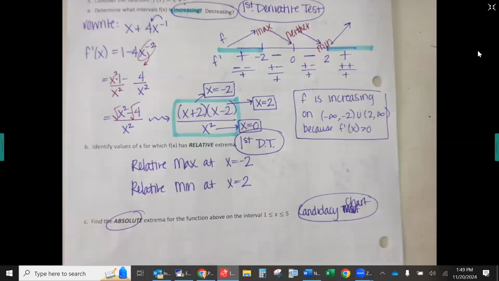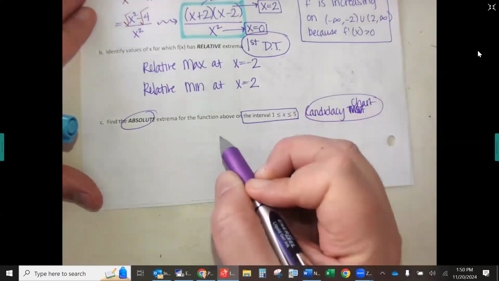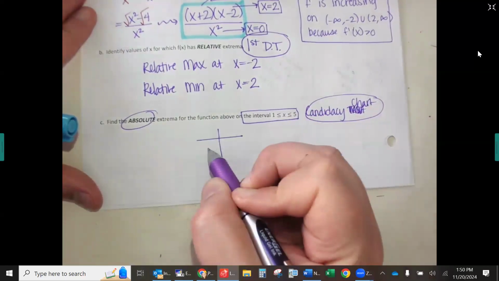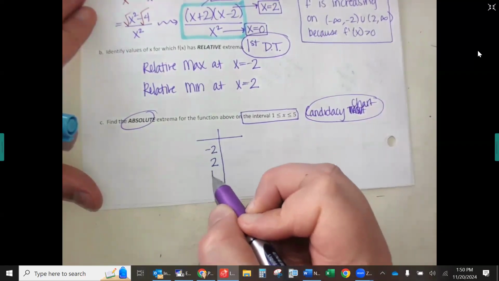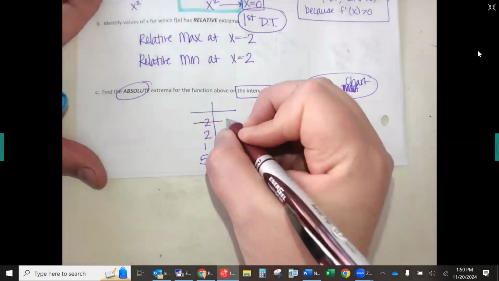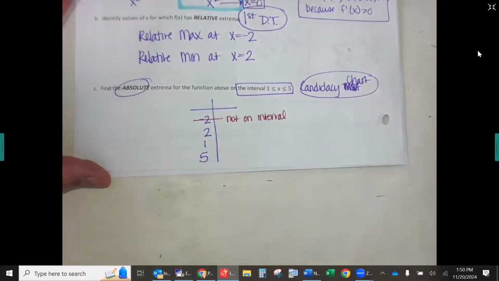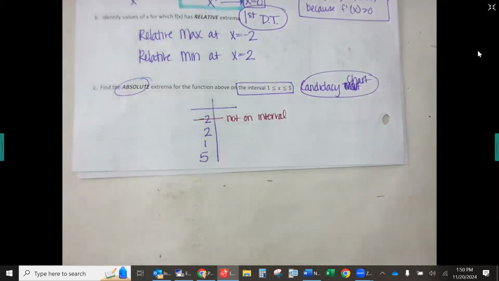Okay, then remember, we go to the candidates chart. What goes in the candidates chart? What two things? Critical numbers and endpoints. Now, I'm only considering the interval from 1 to 5. So if I set up my chart with -2, 2, 1, and 5, who is going to get eliminated based on the fact they're not really in the interval? Yeah. So I'm going to put here, this is not on the interval. Okay, remember that if they give you a specific part of the number line to look at, if one of your critical numbers isn't within that, you would ignore it.